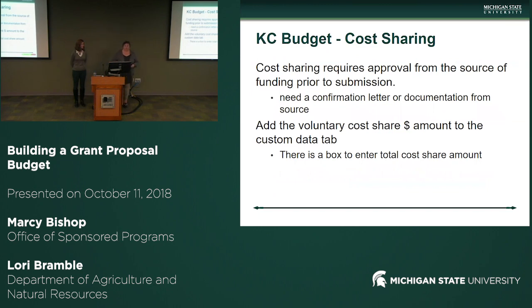Cost sharing does require approval from your source of funding before we submit. It also requires approvals, so it has to be on your PD, it has to go through the route, and people have to approve that cost sharing. We do ask for a confirmation letter or some kind of documentation from the source. Some departments require that their chair writes a letter that says, yes, this is okay. And then we ask that you add the voluntary cost share dollar amount to the custom data tab. You'll see that in KC there is a tab for custom data, and you can enter any voluntary cost share information there in a very simple way.